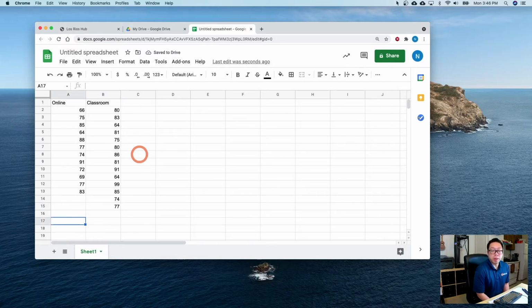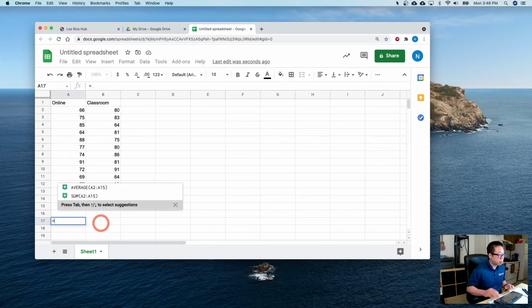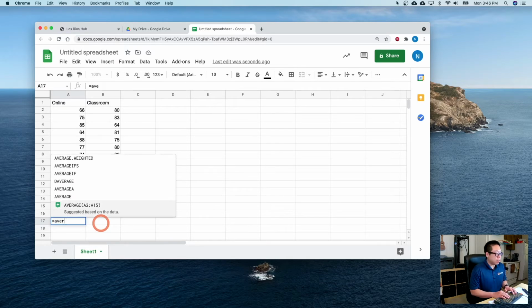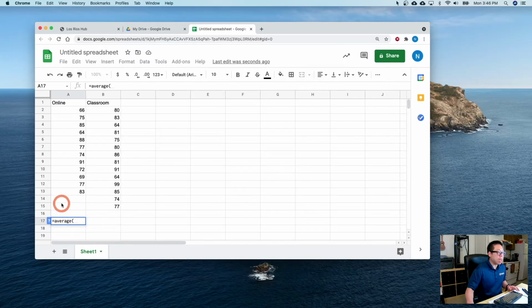Okay, so I have the data entered. This is independent. So for independent, we run this as two means. Two means meaning we're going to treat each column separately and find the mean and standard deviation for each column separately. To find the mean, the command is going to be equals. Anytime you want Google Sheets to do any calculations, you always have to start with equals. So equals AVERAGE, parentheses, and then highlight the online numbers.